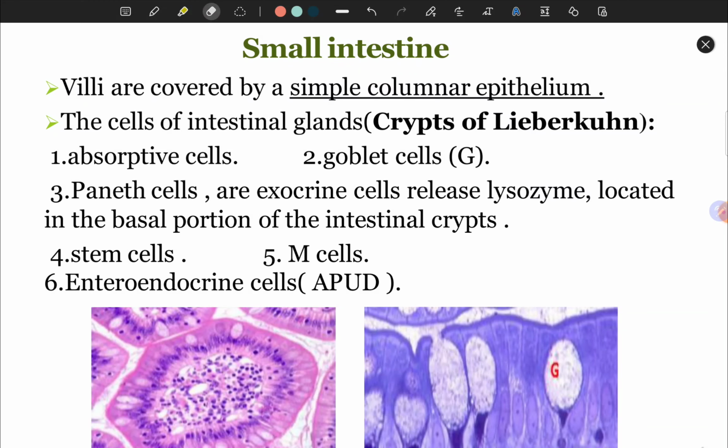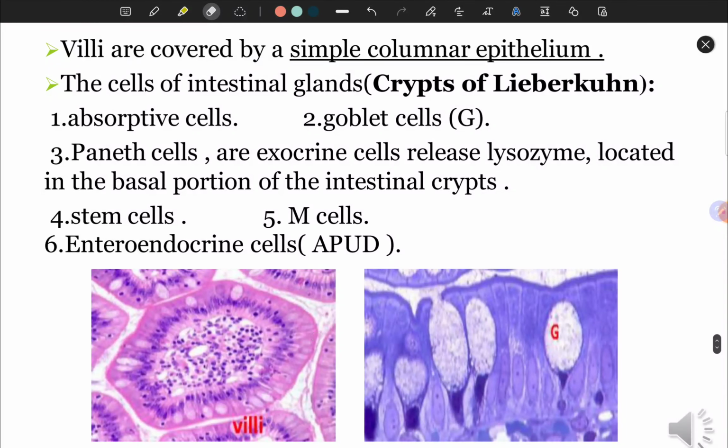Paneth cells are part of the immune system because they release lysozymes for the digestion. And we have M cells, also part of the immune system in the lining of the intestine. We have stem cells that produce all the four or five types of cells, and we have the enteroendocrine cells. Enteroendocrine cells are rare, and they usually produce certain hormones which regulate the process of digestion.